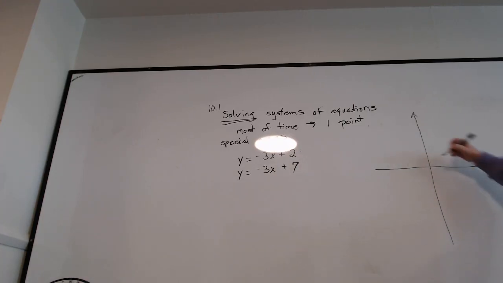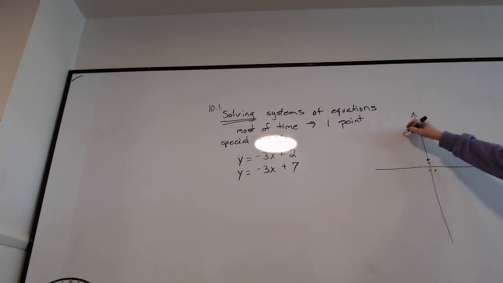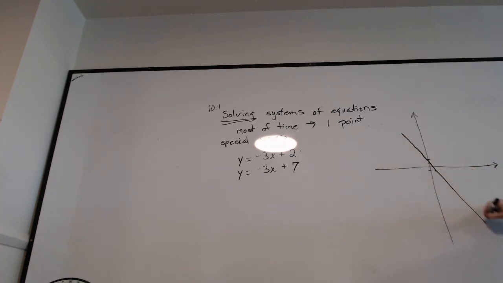2. So I go up 2, and then what is my slope? Down 3. Down 3 and over how many? 1. Here's 2, 1, 2, 3 over 1. So here's my line, right? So this is y equals negative 3x plus 2. That represents all the points that make that true.